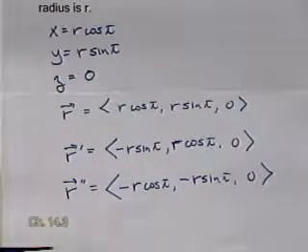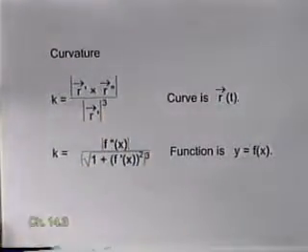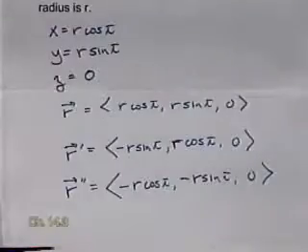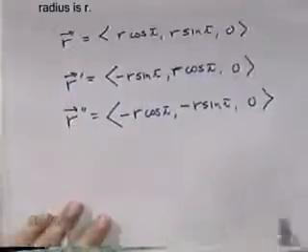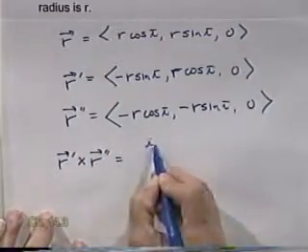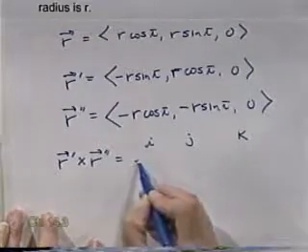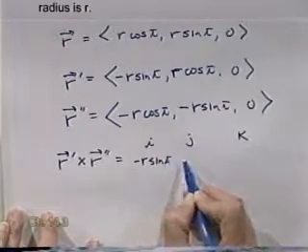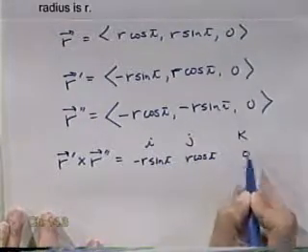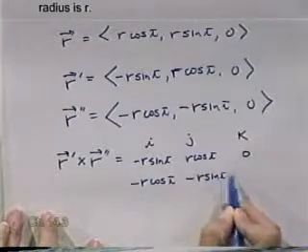Now, since I've represented my curve parametrically, to evaluate the curvature I'm going to use this formula right here: the magnitude of r prime cross r double prime over the magnitude of r prime cubed. So unfortunately, the first thing I have to do is figure out what r prime cross r double prime is. So I go i, j, k. Here I have minus r sine t, r cosine t, 0. Here I have minus r cosine t, minus r sine t, 0.